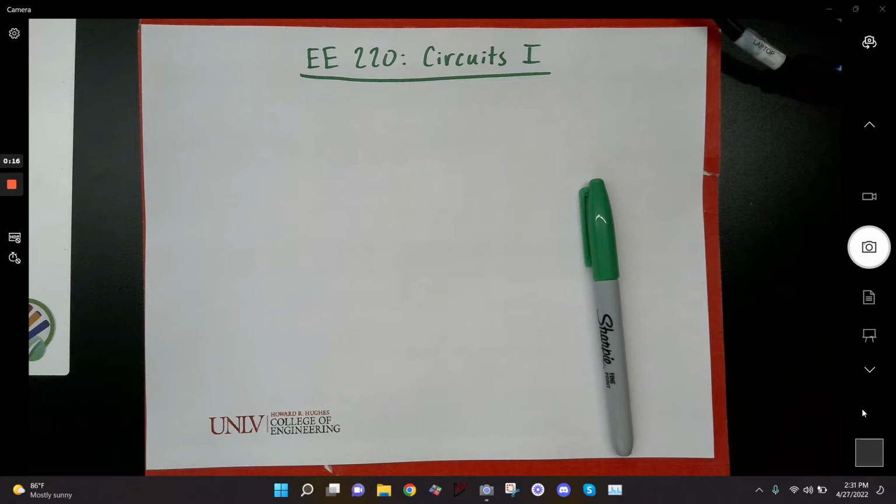Any questions? Yeah. How do you tell if a system is leading or lagging? If the phase is negative, that means that it's lagging. If the phase is positive, that means that it's leading. Okay? But if you're looking at it graphically, let's look at it graphically.